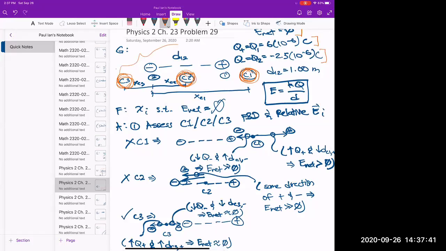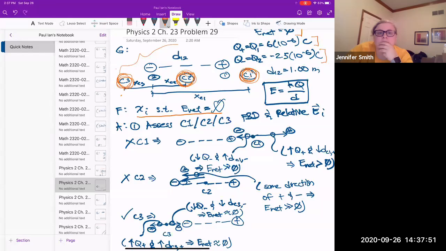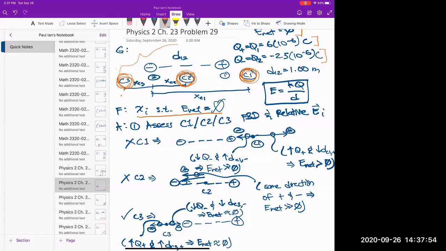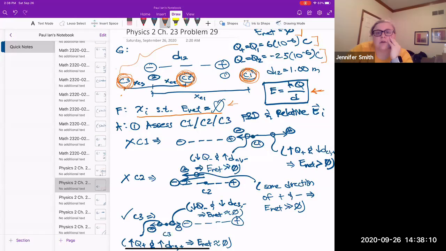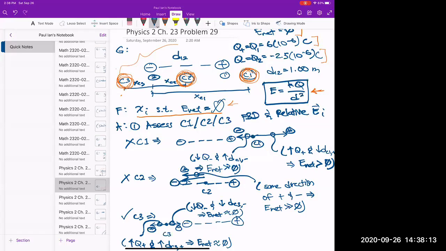What it's asking you first is, what is this X? This X can be any particle in case 1, case 2, or case 3. But you need to figure out first which one gives you an E net of 0. What does E net being 0 mean? I immediately go to the E equation, kQ over d, right? I think it's d squared. Yeah, d squared.